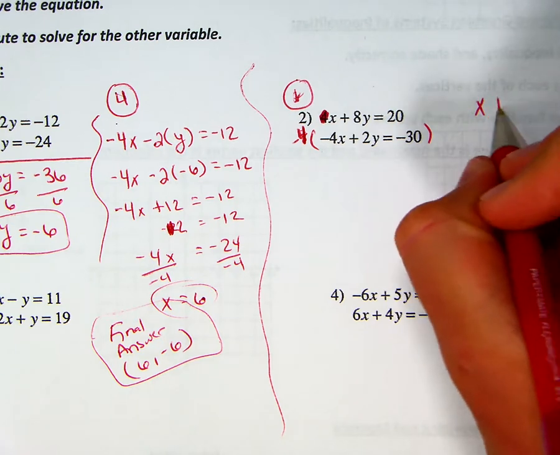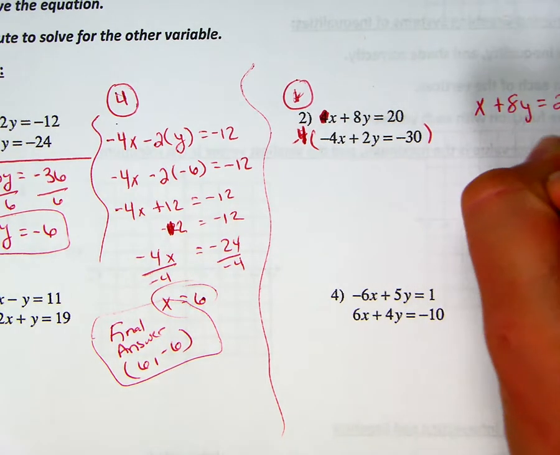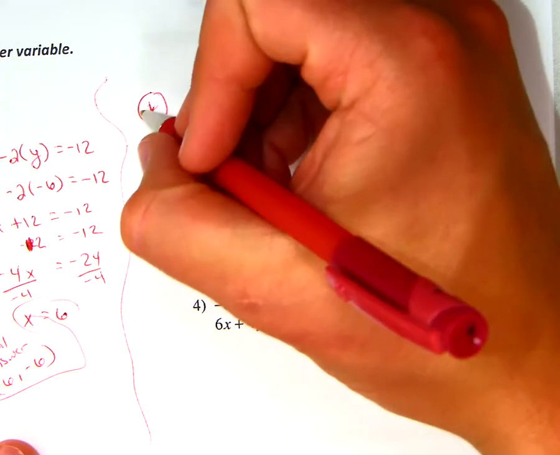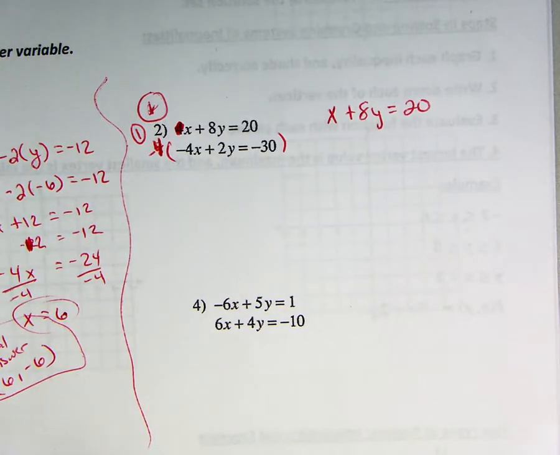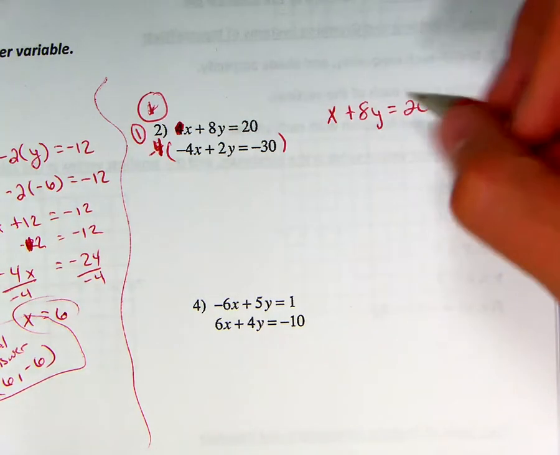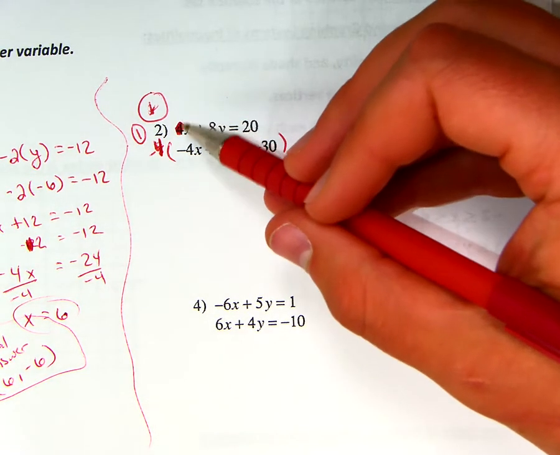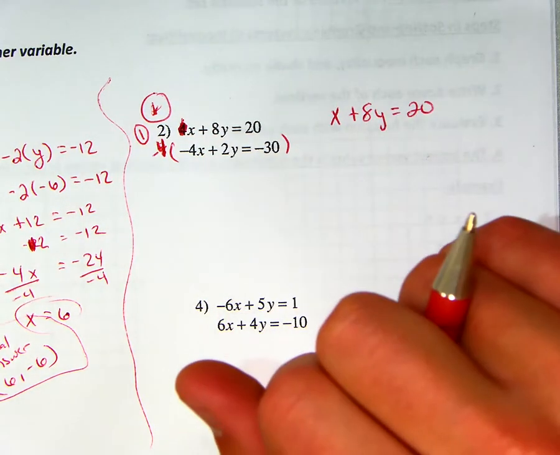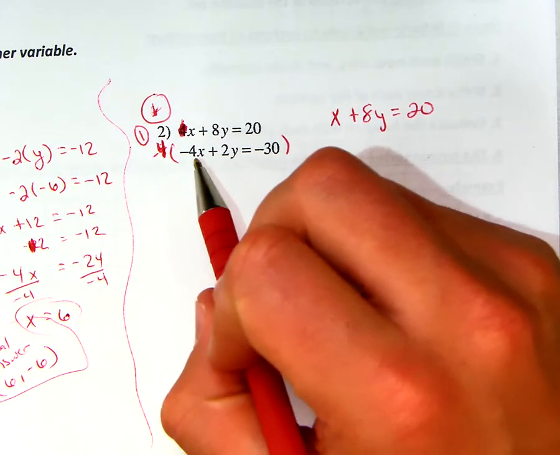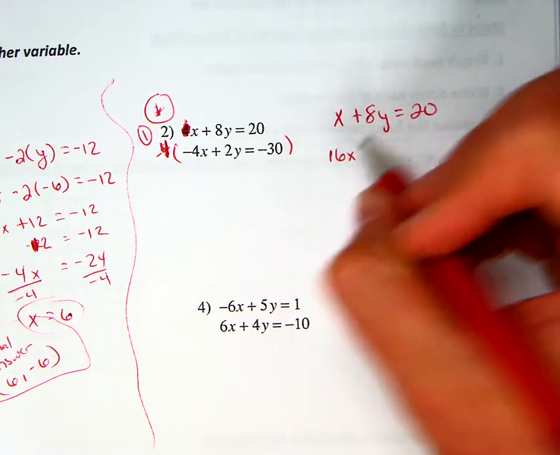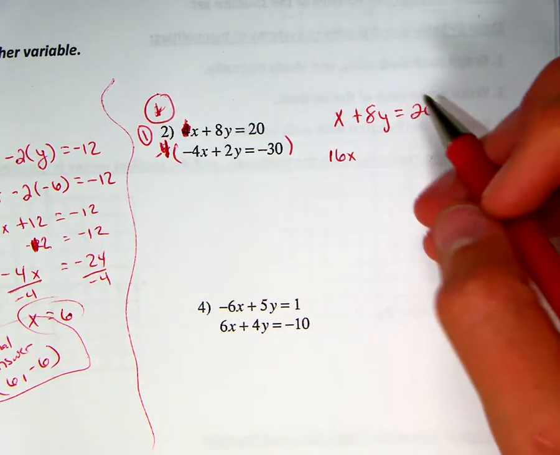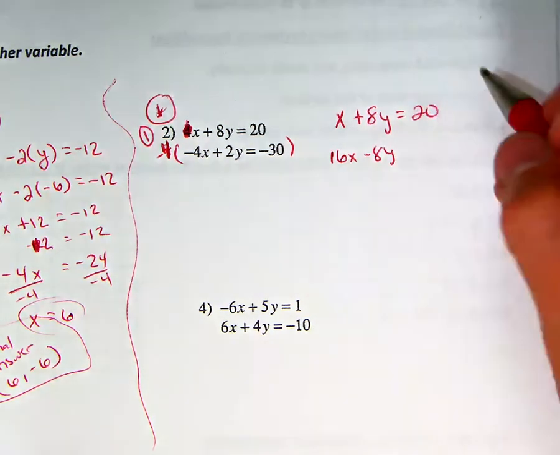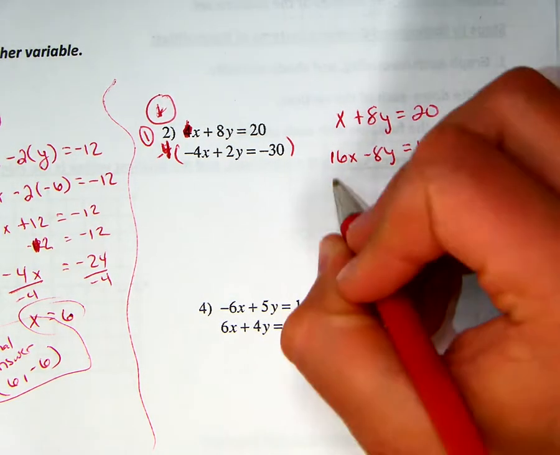So we have x plus 8y equals 20. We didn't do anything to that part. This is kind of like your step 1, the multiply one or both equations. So we get x plus 8y equals 20. Remember that 4 in the beginning here doesn't even matter anymore. It's not even a part of the example. So we have negative 4 times negative 4x is 16x. Negative 4 times positive 2y is negative 8y. Negative 4 times negative 30 is 120.